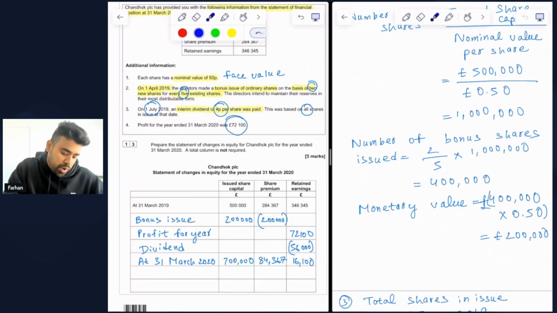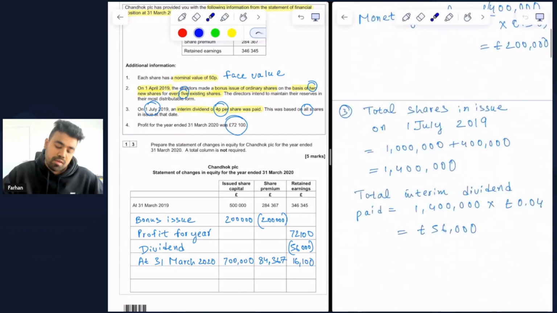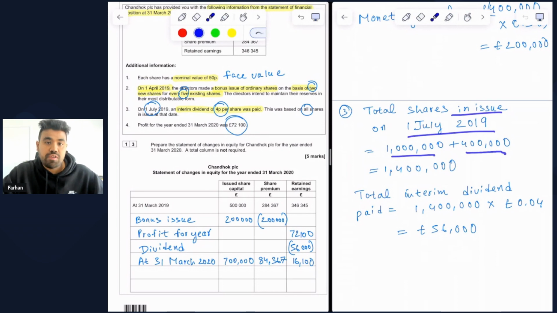Let's look into the third additional information. On 1 July 2019, an interim dividend of 4 pence per share was paid. This was based on all the shares we had in issue at that date. All right, so if you look into the workings for the total shares in issue on 1 July 2019, we had 1 million shares that comes from the original issued share capital. Then we have 400,000 additional shares that comes from the bonus issue of shares, which makes the total 1,400,000 shares.